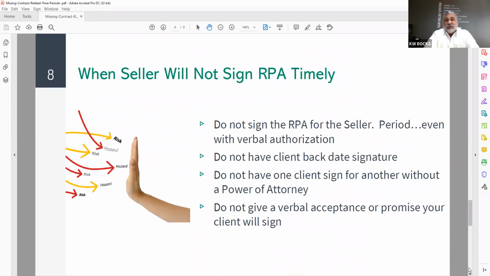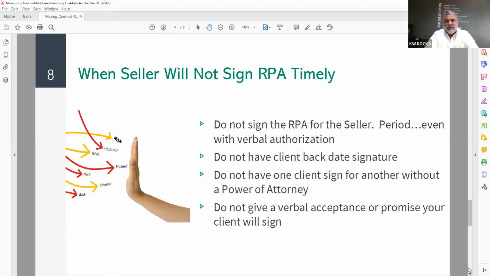So when the seller will not sign the RPA in a timely manner, do not sign the RPA for the seller, period, even with verbal authorization. Do not have the client backdate the signature, okay? So these are the do nots, because it's a risk, and it can potentially put you in a liability. Never, never, never sign on behalf, and never take verbal as an authorization.